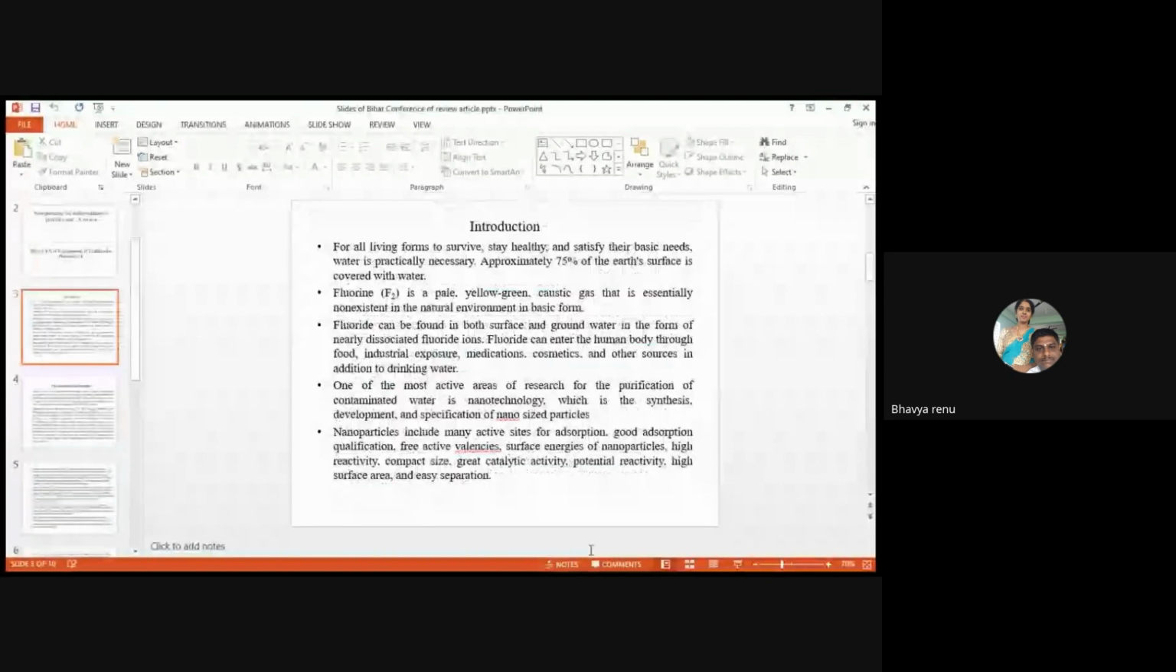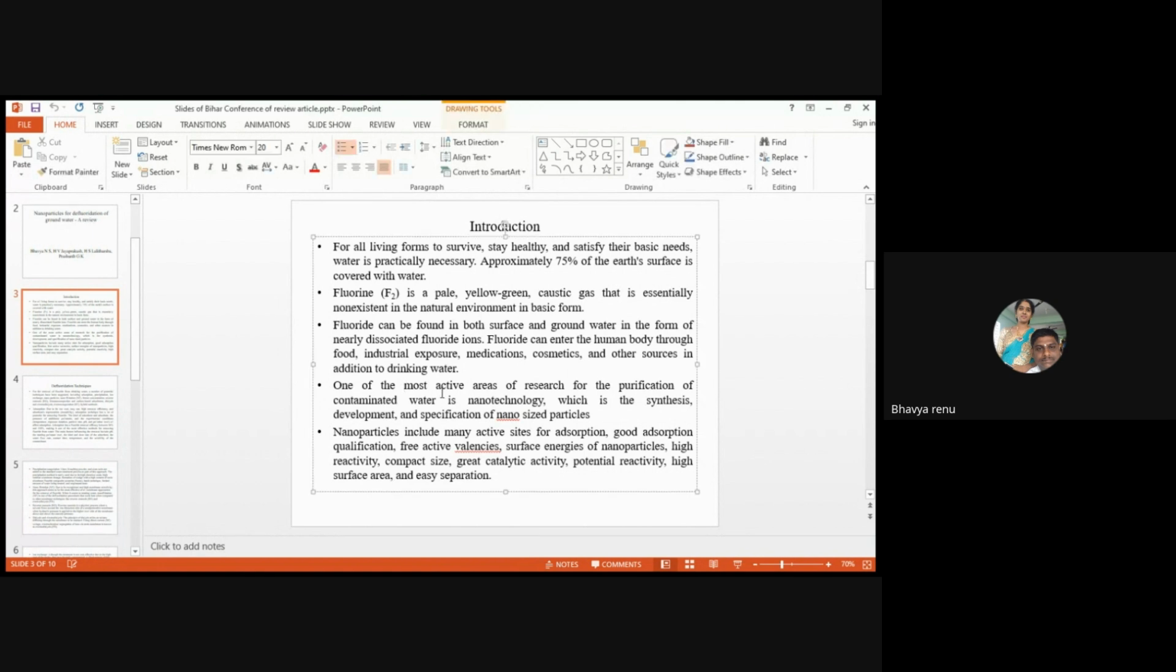Here we have selected the fluorine part because my research work is about defluoridation, so I have put the slides about fluorine. Fluorine is a pale yellow-green caustic gas that is essentially non-existent in the natural environment in basic form. Fluoride can be found in both groundwater and surface water in the form of nearly dissociated fluoride ions. Fluoride can enter the human body through food, industrial exposure, medications, cosmetics, and other sources of drinking water.